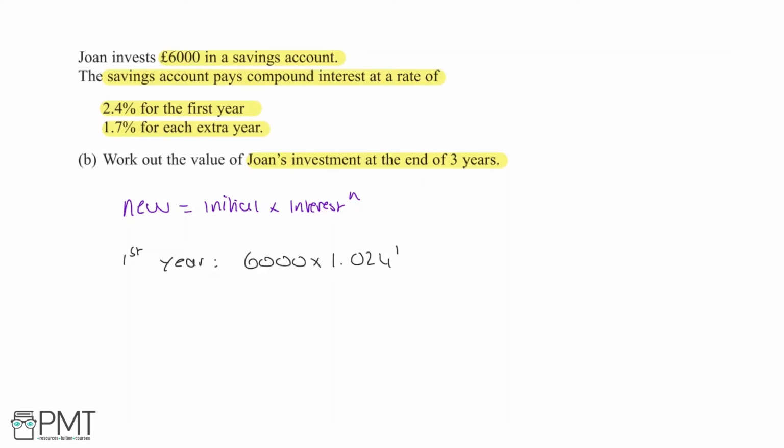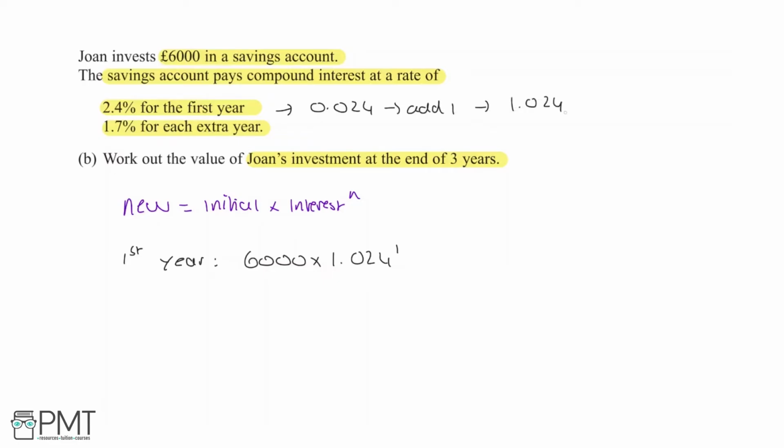This 1.024, 2.4% is the same as 0.024 because we divide by 100. Then because we're taking how much we had initially and compounding on top of that, we will add 1, to get 1.024. There we go. Let's work this out on the calculator: 6,000 times 1.024 gets us 6,144 after the first year.